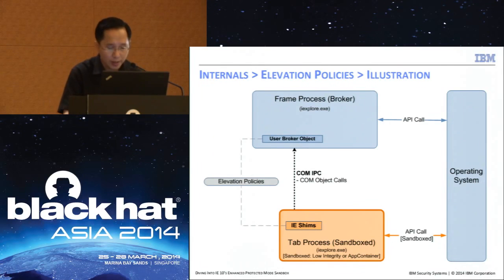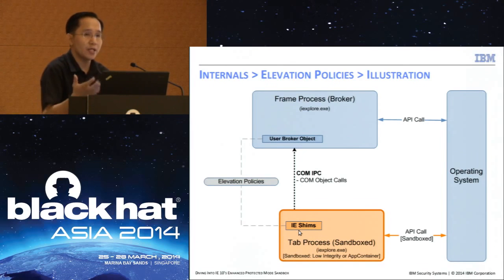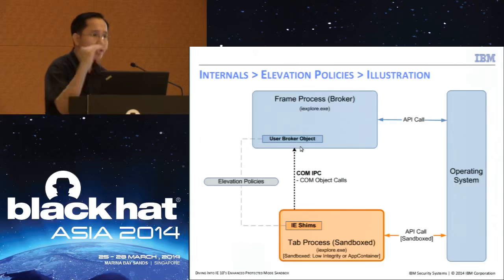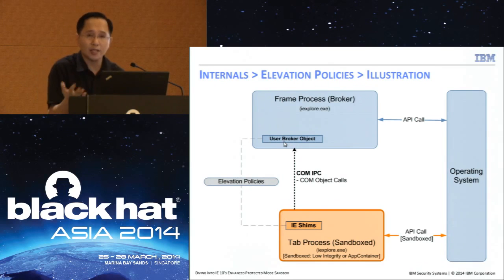For illustration, suppose that IE shims intercepted an API call to spawn Notepad. What will happen is that IE shims will consult the elevation policies, and it will find out that Notepad should be executed in medium without prompt, so the API call will be forwarded to the broker. And this is important: the broker will recheck the API call against the elevation policies, and it will find out that yes, Notepad should be executed in medium without prompt. So the broker will execute Notepad without any questions.